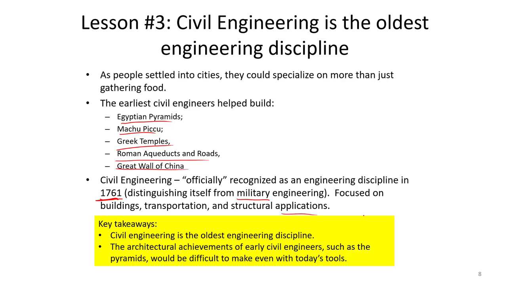There's a joke that some people say civil engineers build targets and the aerospace engineers build the things that destroy the targets. But either way, civil engineering is an extremely important discipline and considered the oldest engineering discipline. And another great takeaway to remember is that these architectural achievements of early engineers, many of them would still be difficult to make even with today's tools. So it's truly impressive what they were able to accomplish.